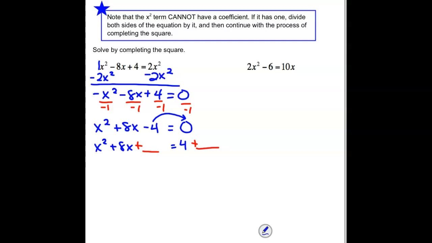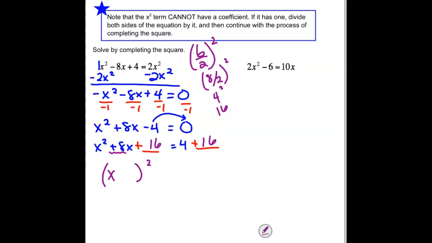Remember, to find that missing number, we take b divided by 2 and square it. So our b term here is an 8. 8 divided by 2 is 4, and 4 squared is 16. So 16 is the missing number that I need in here. The left side now is a perfect square trinomial. It factors down into x plus 4 quantity squared. Again, remember, this number is always going to be half of your b term. On the right side, 4 plus 16 would be 20.